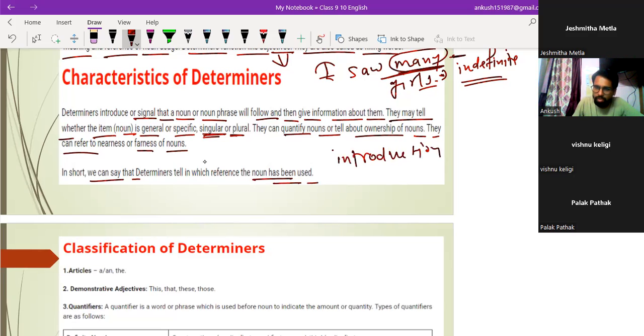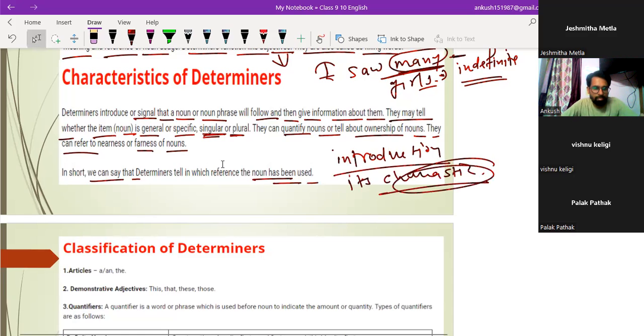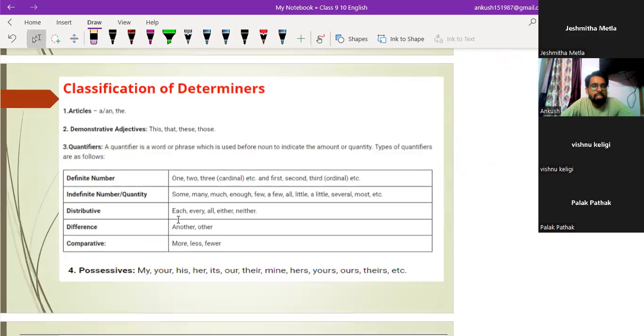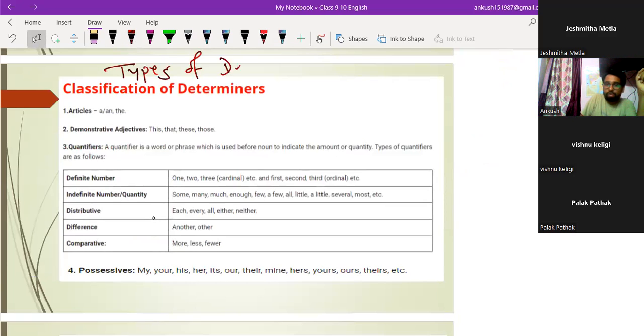So, the introduction as well as the characteristics, this we have seen here. Now, classification of determiners. Classification in the sense of the types of determiners.